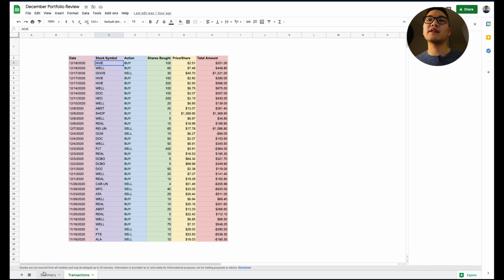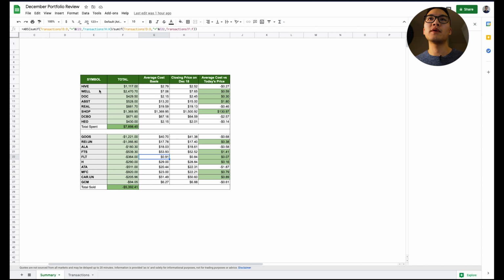Now, enough about Hive. Let's talk about the rest of my portfolio here. So we can see all the stocks that I bought and sold. So I bought some Wellhall Technologies, quite a bit of it actually, around $2,500 at an average cost basis of $7.06. I've been averaging into Wellhall Technologies in the low sevens and high sixes because I think this is a consolidation period for Wellhall Technologies.